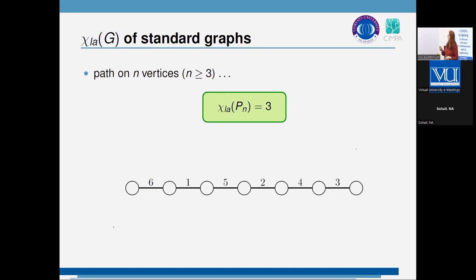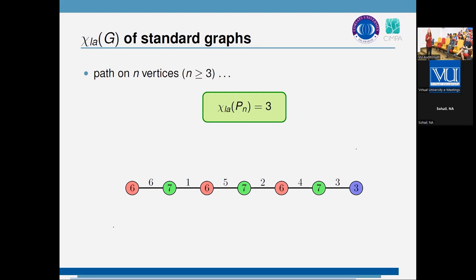Okay, so how can we do it? If we have a path, we label 1, 2, 3, and then we go back 4, 5, 6. It's a very simple way to find the labeling, and we will check what the weights or the colors are. So very, very simple.